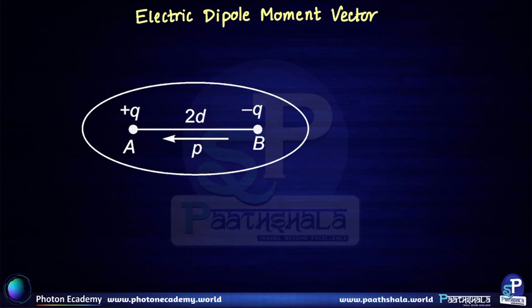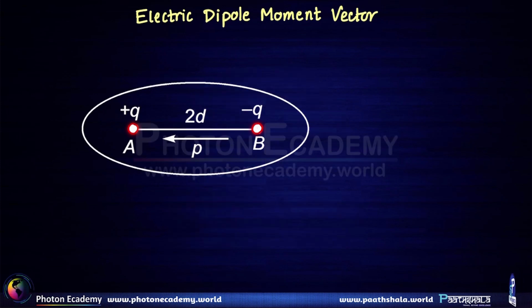Let us look at the electric dipole moment vector. Well, what is an electric dipole? An electric dipole is essentially a positive charge separated by some distance from a negative charge. So this is the configuration. The line joining the two charges is called the axis of the dipole.